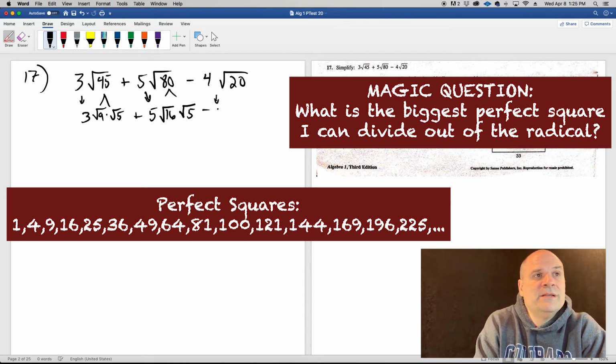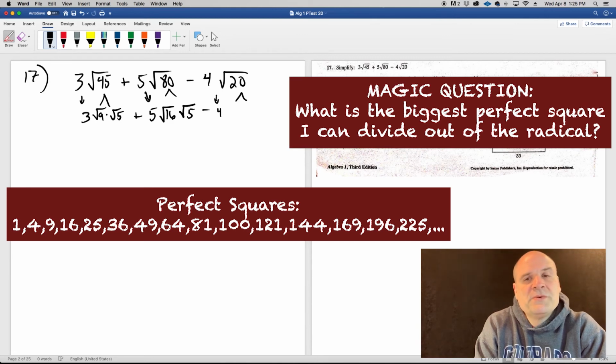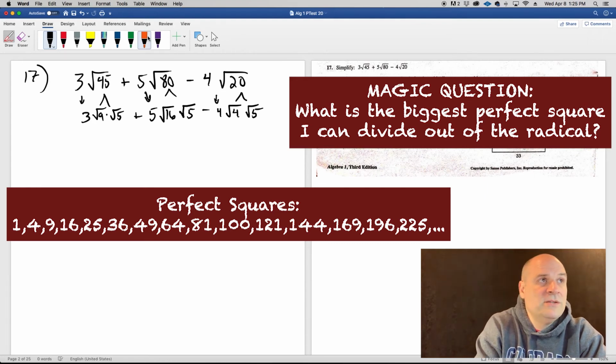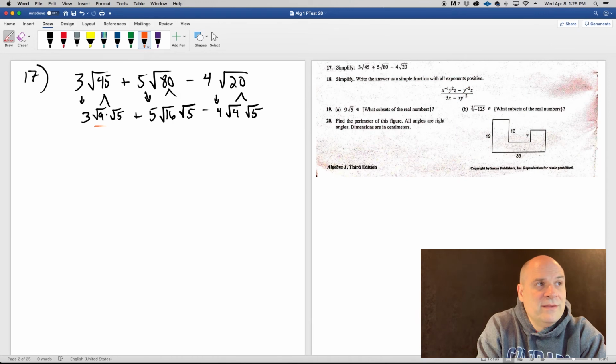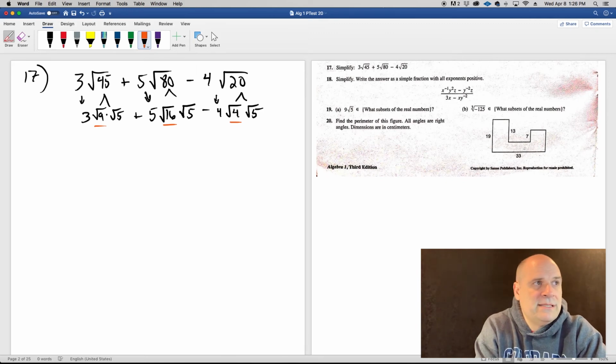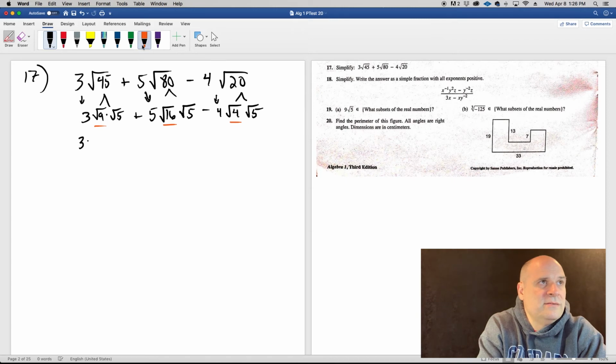Minus, all right, bring down the 4. What's the biggest perfect square that goes into 20? Well, just 4. So the square root of 4 times the square root of 5. All right, now what you can do is simplify all these perfect square radicals, because the square root of something should be written as its true identity, which is just 3 here. The square root of 16 is 4, the square root of 4 is 2. Okay, so 3 times, and then this is just times the square root of 5.